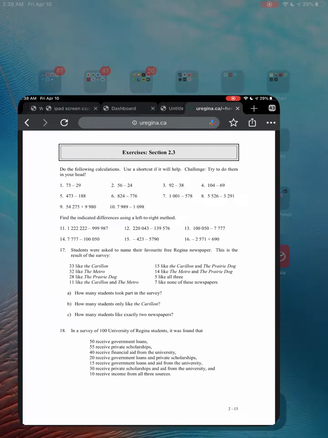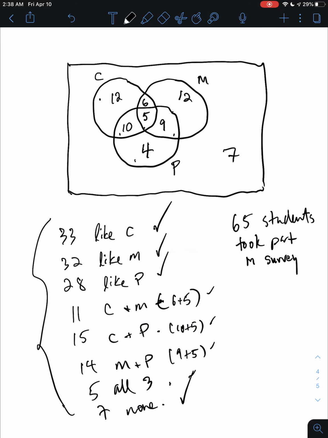How many students only like the Carillon? Well, that's the students that are in this category. Only like the Carillon, don't like the other 2. That's this category here. That would be 12.